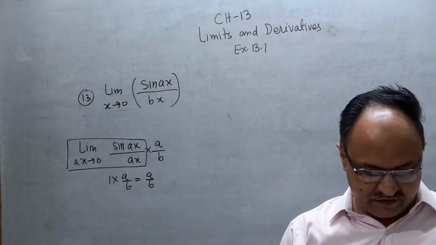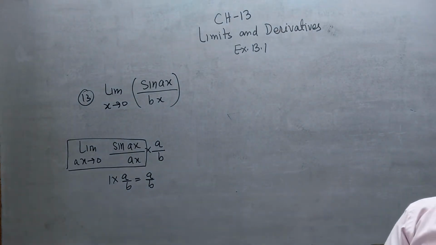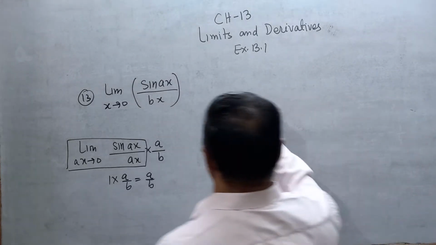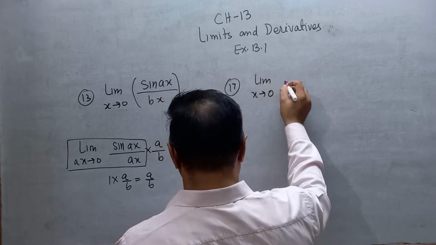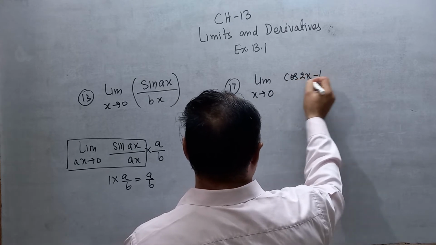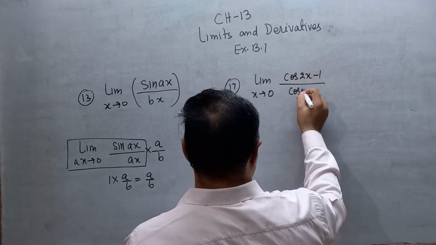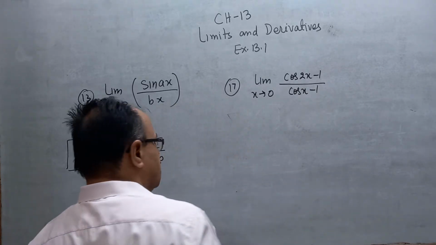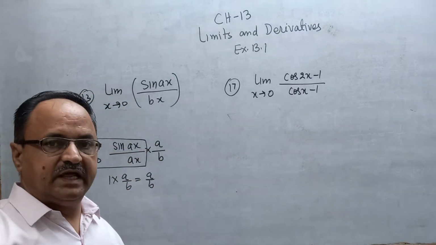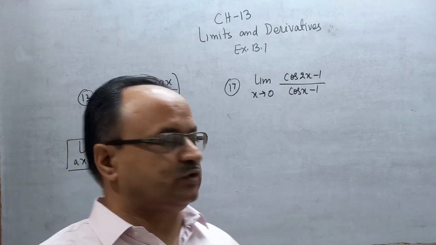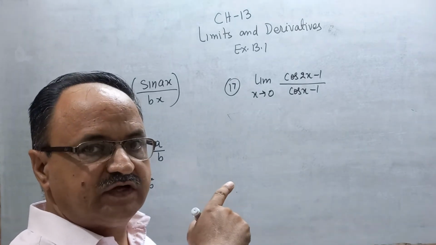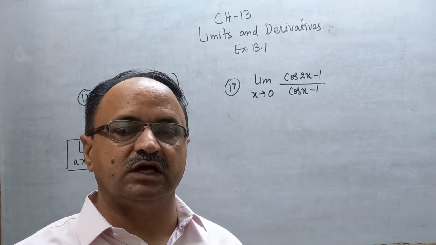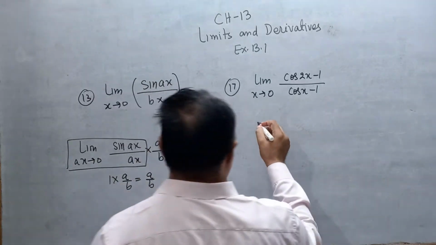Same question 14. Question number 17, very important question. Limit x approaches 0, (cos 2x minus 1) upon (cos x minus 1). If we apply the direct limit, it becomes 0 by 0 form, because you know that cos 0 is 1, 1 minus 1 is 0. In the denominator cos 0 is 1, 1 minus 1 is 0. It means simplification is required in this question.